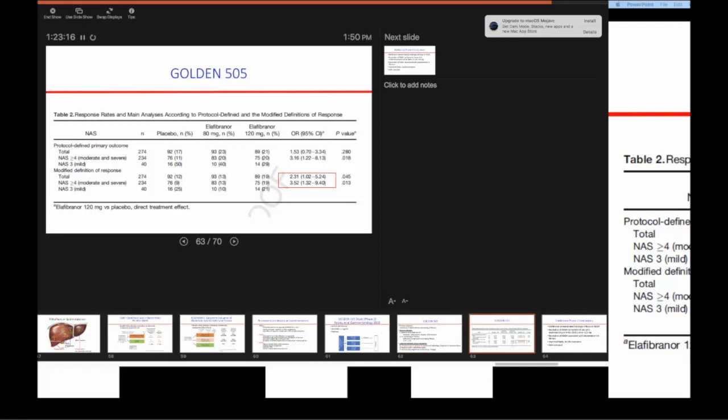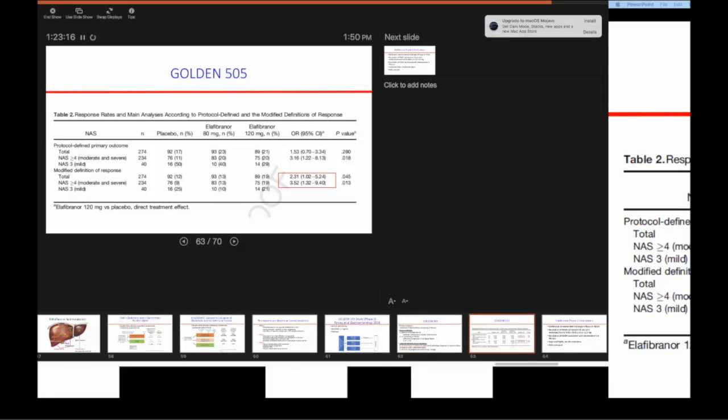So this table is really funny the way they did it. Here you have the protocol-defined primary outcome, the total patients, the breakdown of NAFLD activity score greater than 3, and those with NAFLD activity score of 3, so milder disease. And you can see the N, and the N is the same for the modified definition. And then they tell you the response rates. Okay, that's what's in parentheses, and these are how many patients were really in the study. And you can see that with the original definition, 50% of the placebo had a response here. Okay, with that original definition.